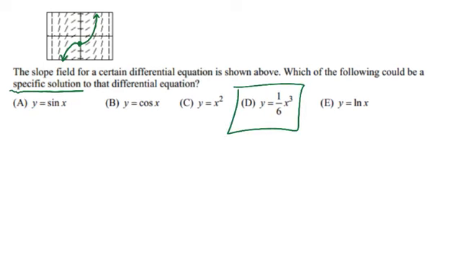Okay, notice that this is y equals 1/6 x to the third. This is not dy dx. Okay, dy dx would be something in terms of x squared, right? Because it's always positive. Those tick marks always have positive slope.